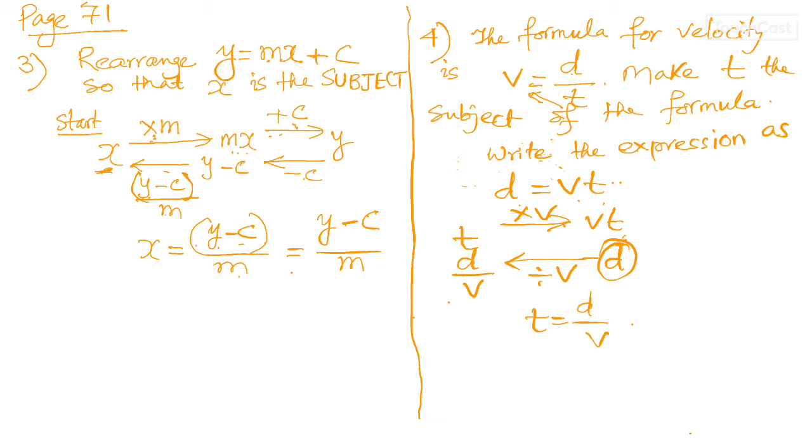Now we start the forward flow. t, if I times it by v, that gives me v times t, which is d. So on the way back, d divided by v, which is the opposite of timesing it by v. d divided by v gives you t. So t equals d over v.